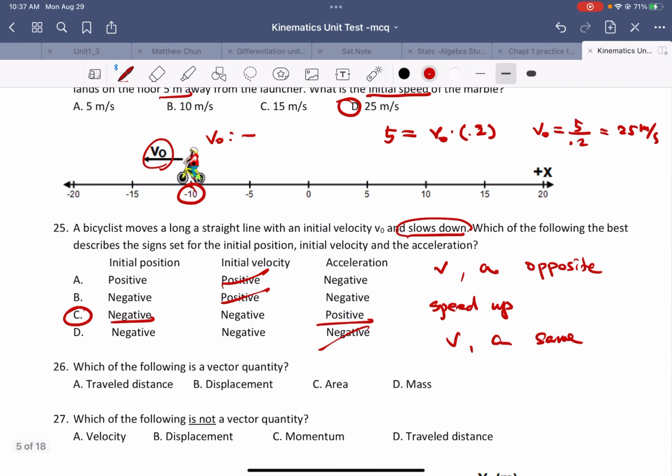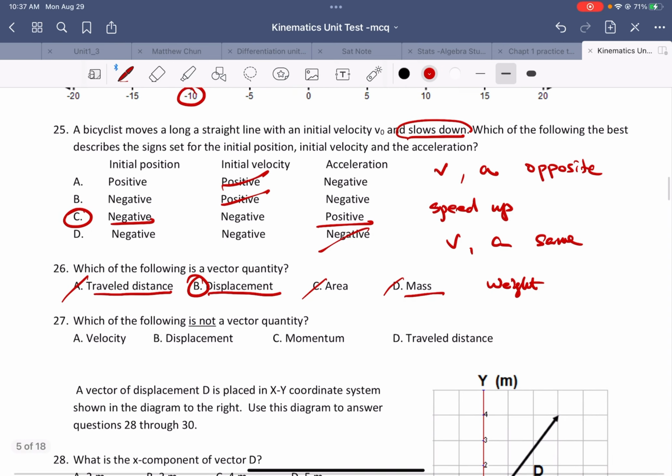Number 26. Which of the following is a vector quantity? Okay. Vector is basically only displacement, not total distance traveled. That is just a scalar value, like an absolute value. Area is not a vector. Mass is not a vector. But weight is a vector. Mass is just a quantity, so that's not a vector. So displacement, yes, that's a vector, and we put it as final position minus initial position. It has a magnitude and direction.